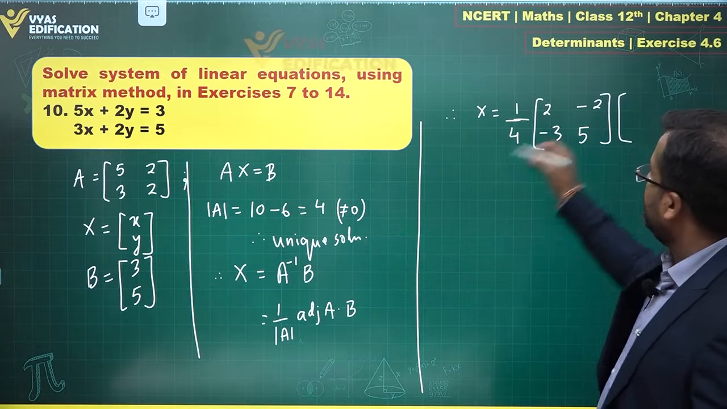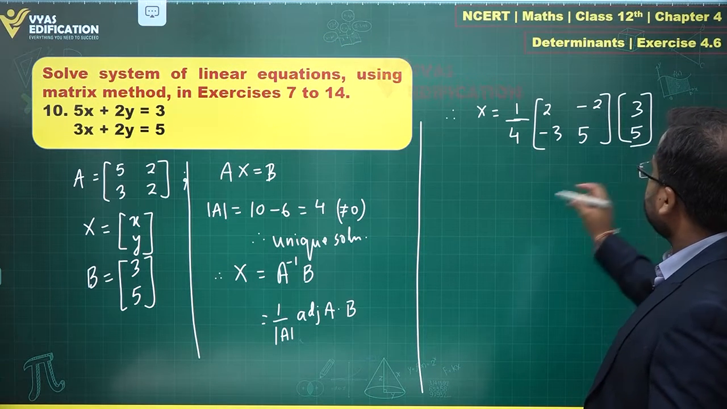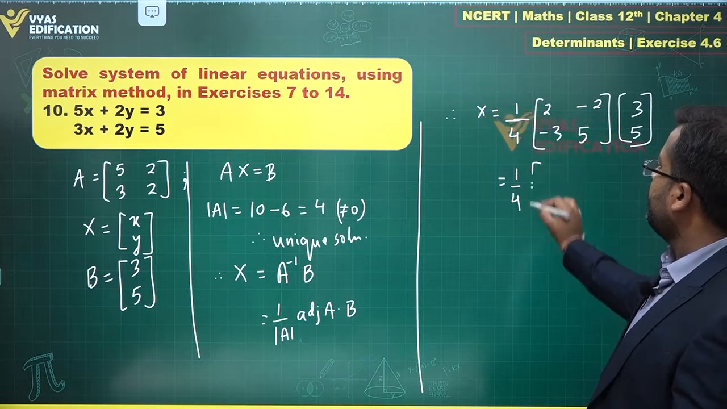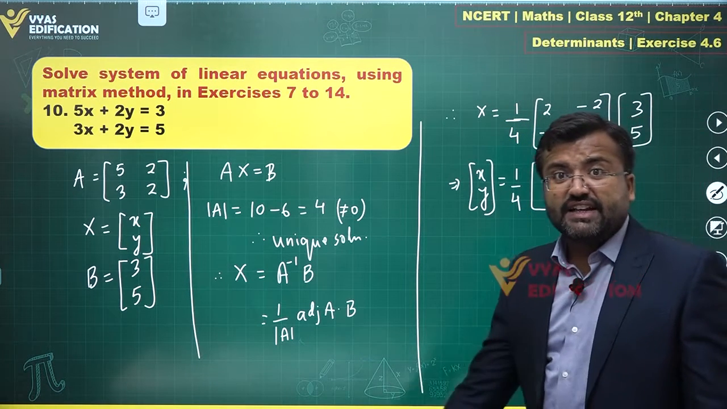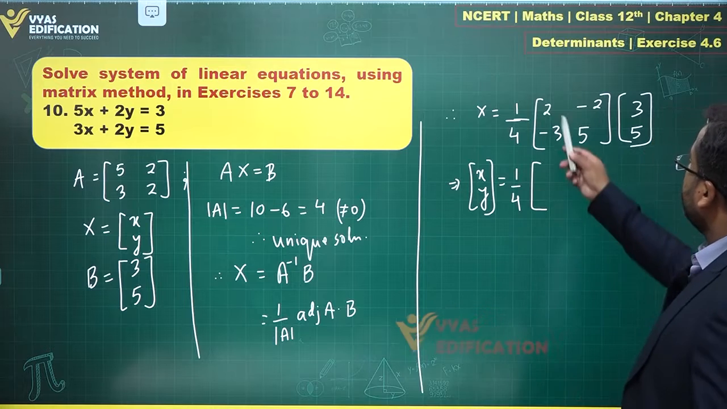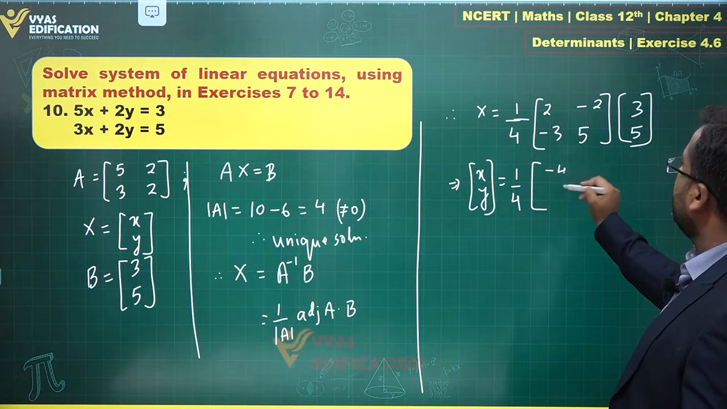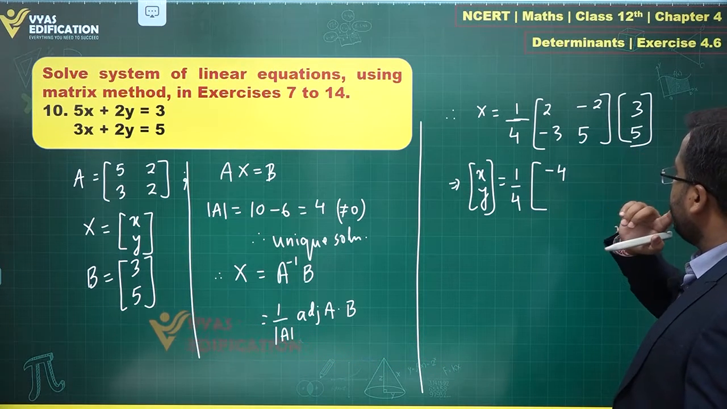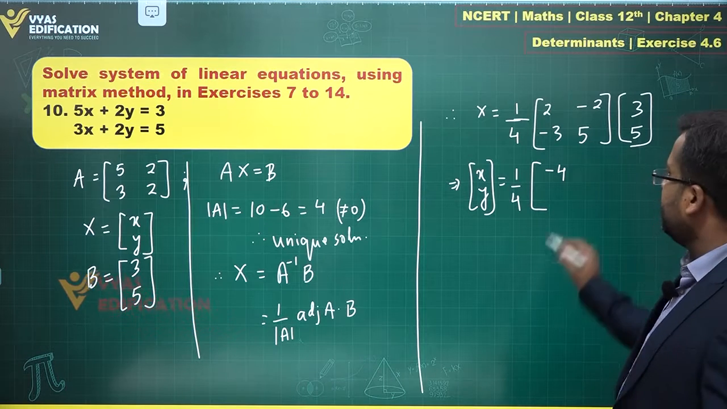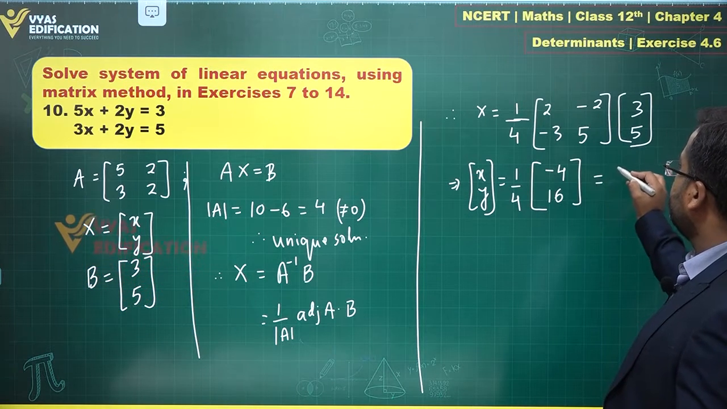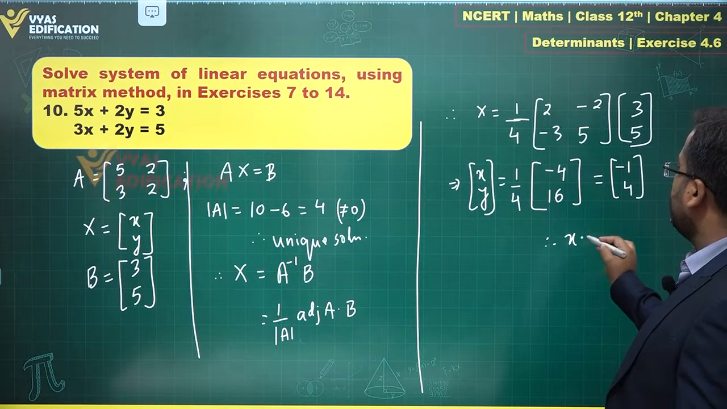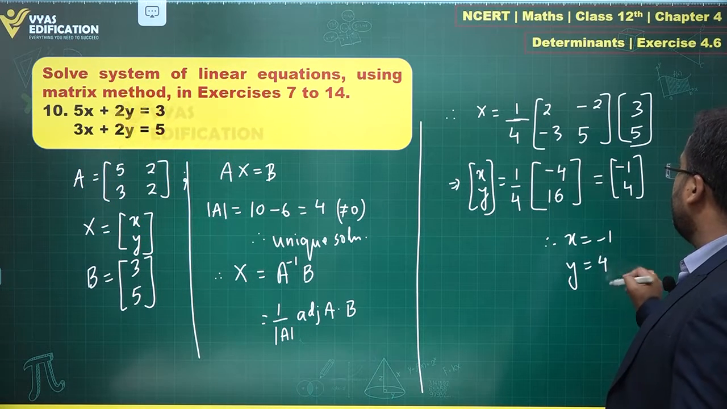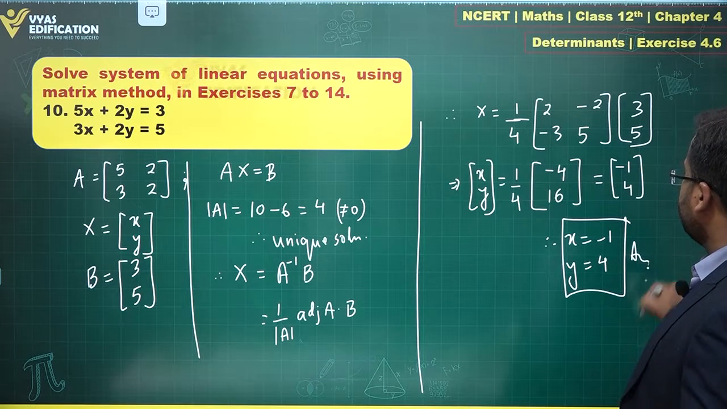B matrix is this, 3, 5. 1 by 4 is okay. This X is this over here. Right? Yes. Let's multiply these two together. 6 minus 10 is minus 4. Minus 9 plus 25. 25 minus 9 is 16. This becomes minus 1 and 4 over here. So therefore, X equals minus 1, Y equals 4. That should be the answer of this question.